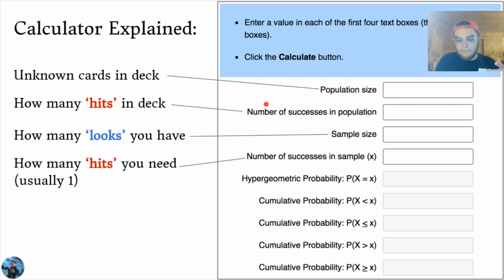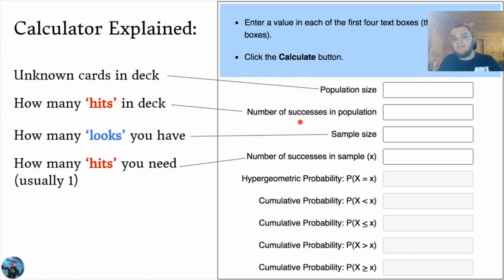Even if you take a London Mulligan, it's still going to be 53 cards unknown because you're putting two cards on the bottom of your deck. Still 53 unknown cards. All right.